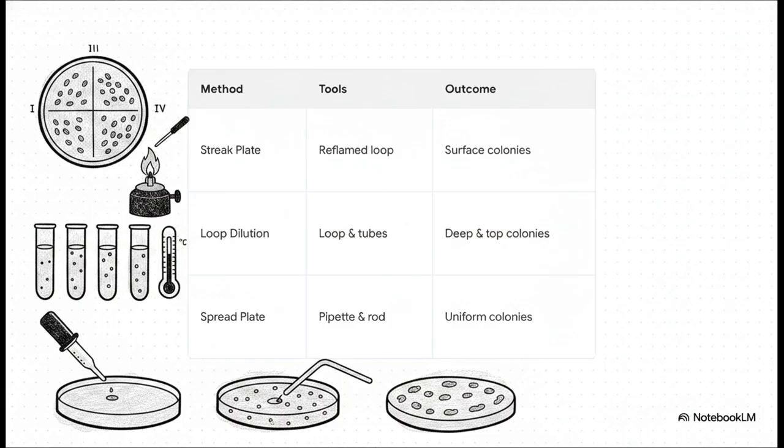Then you've got the loop dilution or pour plate method. Here, you use liquid agar tubes kept around 45 to 50 degrees Celsius for serial dilution, which gives you colonies growing both on top of and deeply embedded inside the solid agar matrix. And finally, the spread plate method. For this one, you use a pipetting device and a glass hockey stick rod over dry agar to spread things out, giving you a really uniform distribution of easily countable surface colonies.